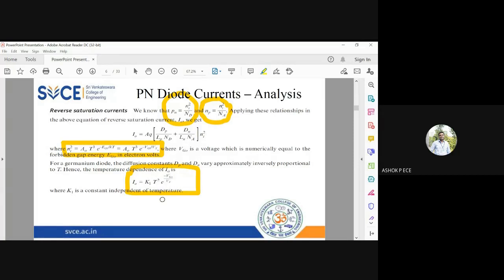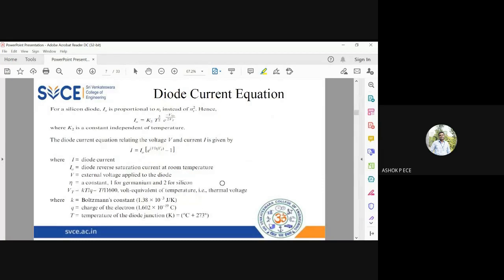So as you can see here, the reverse saturation current depends on temperature, and it is e power minus Vg naught by Vt. Vg naught is the forbidden energy gap voltage and Vt is the thermal voltage. So you can see that the reverse saturation current depends strongly on temperature. As temperature increases, this reverse saturation current is going to increase enormously.